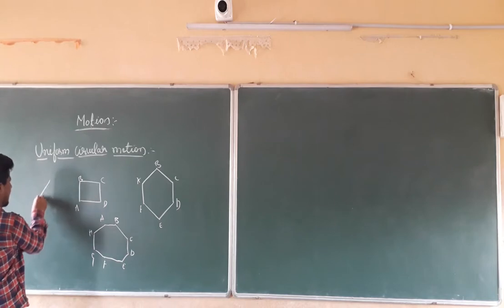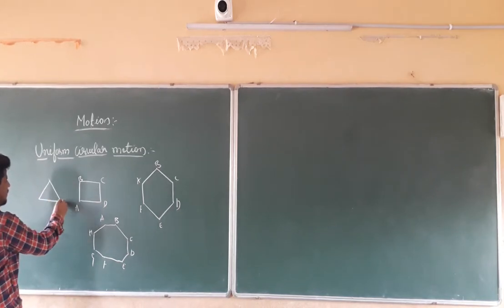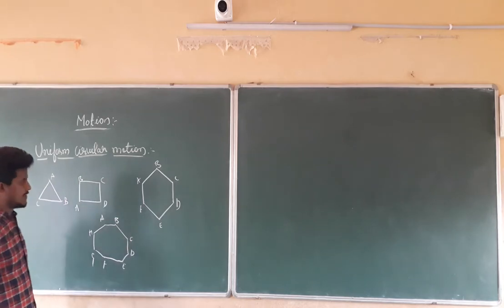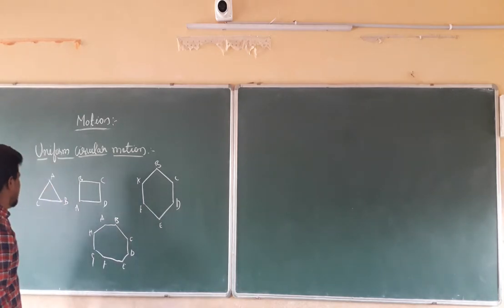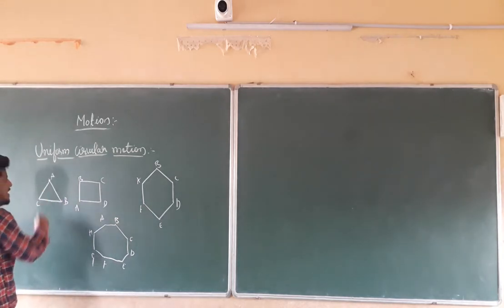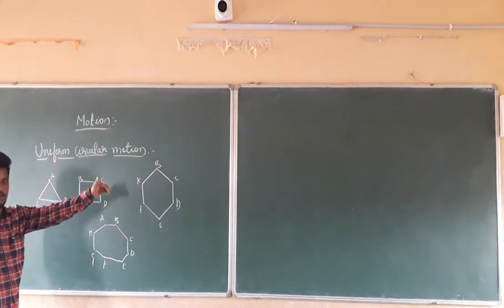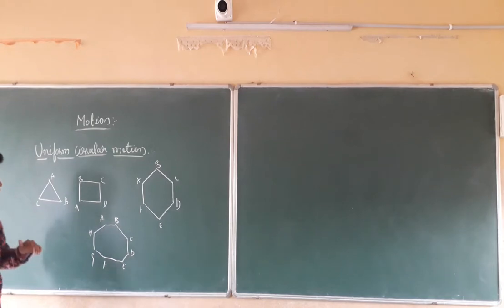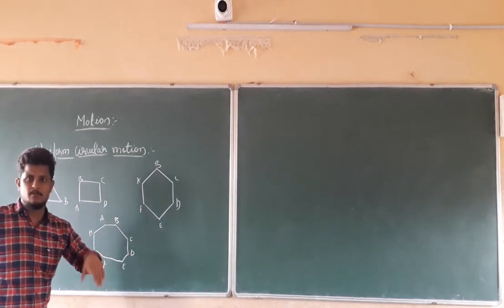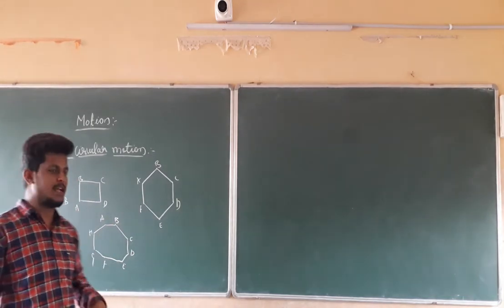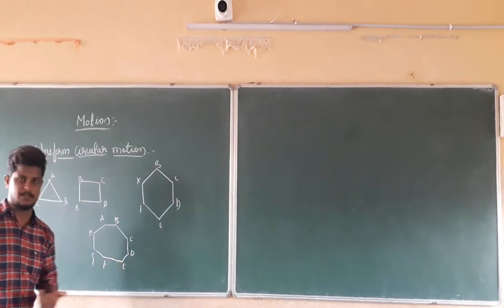If I take the triangle also, this is the path, that is A, B, C. Now, if an athlete starts from the point A, I am just taking these for the purpose of discussing uniform circular motion. Circular motion is the motion in a closed path only, so we are going to take closed path surfaces.